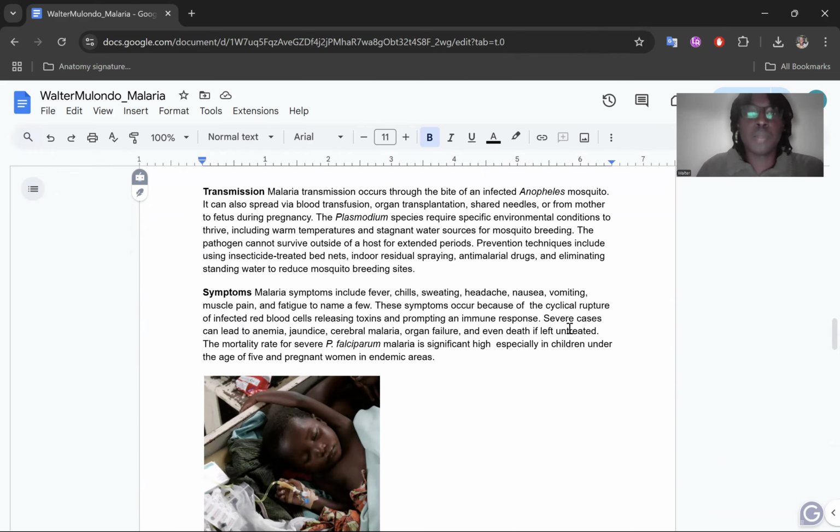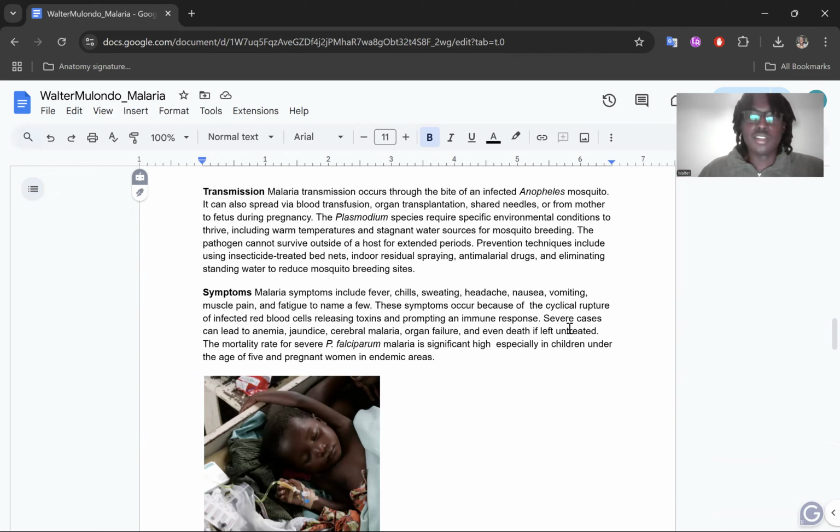Malaria symptoms include fever, chills, sweating, headache, vomiting, muscle pain, and nausea. For me, I had a lot of nausea, and I remember a vivid memory of the hallway spinning, and I was walking to try and get water, and I couldn't hold any water down, which explains the vomiting. One of the other symptoms is diarrhea, which I didn't have, but some people do. These symptoms occur because of the rupture of infected red blood cells, releasing toxins, which prompts the immune system to react.